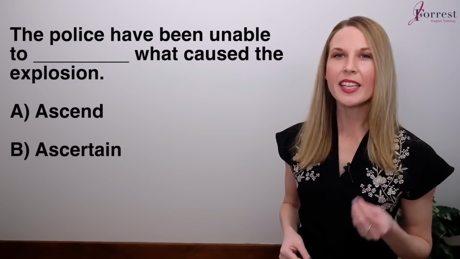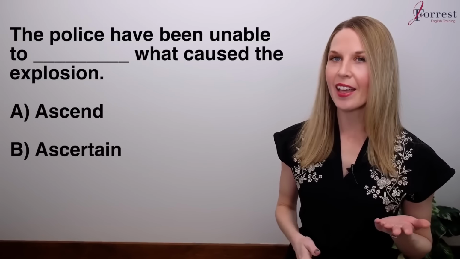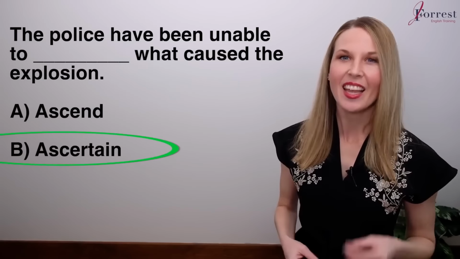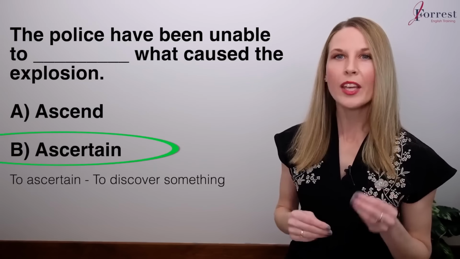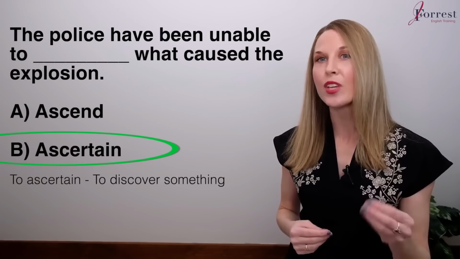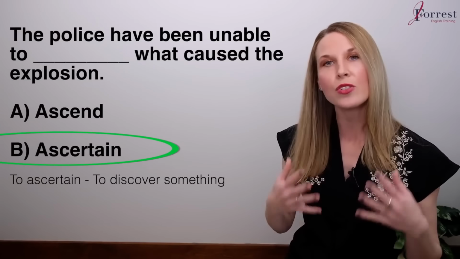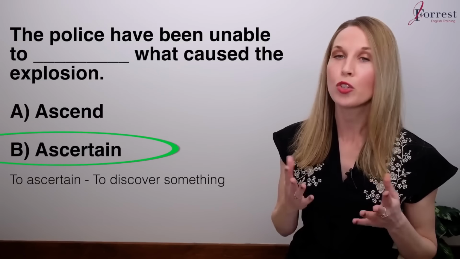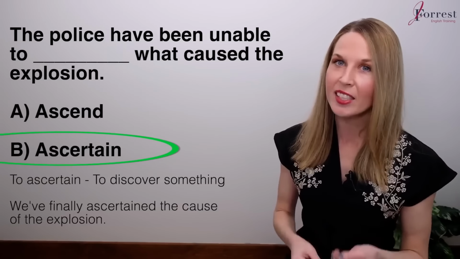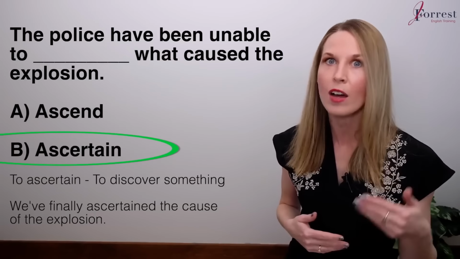Number 14, the police have been unable to what caused the explosion. A or B? B, ascertain, ascertain. When you ascertain something, you discover something. So to ascertain the cause of the explosion is to discover the cause of the explosion, to understand why. So when the police do understand why, they discover it, they can say, we've finally ascertained what caused the explosion. It was a faulty gas line. And then they can tell you the cause of the explosion.